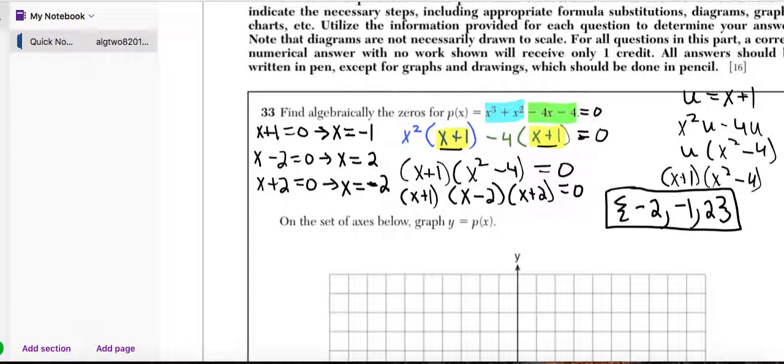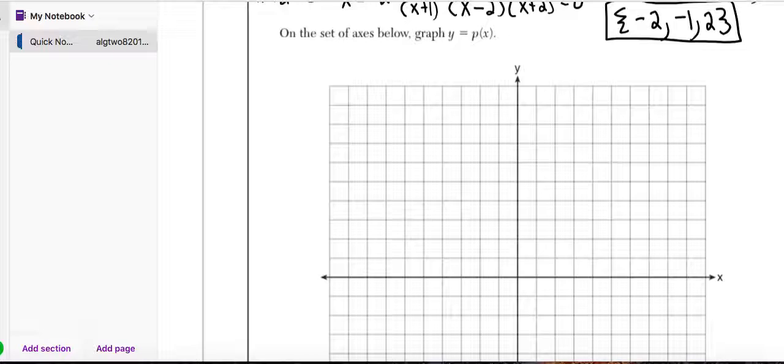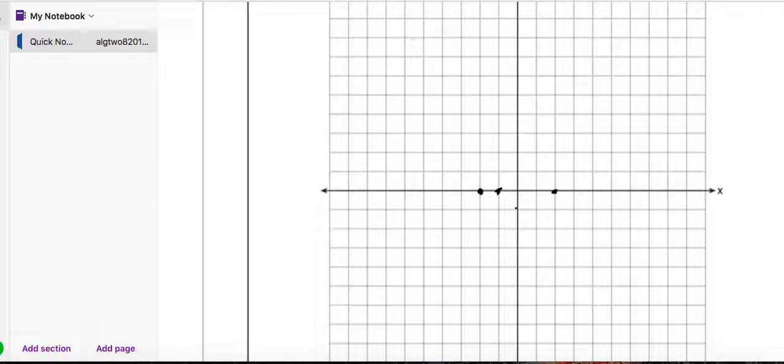So find algebraically the zeros for p of x. We did. They're positive 2, negative 2, and negative 1 for the x values. So let's graph those. Those are the x-intercepts. We have negative 2, negative 1, and positive 2. And then the y-intercept should be negative 4. So negative 1, 2, 3, negative 4 is our y-intercept. And I'll make sure these points are nice and thick so that when we graph, they still show.